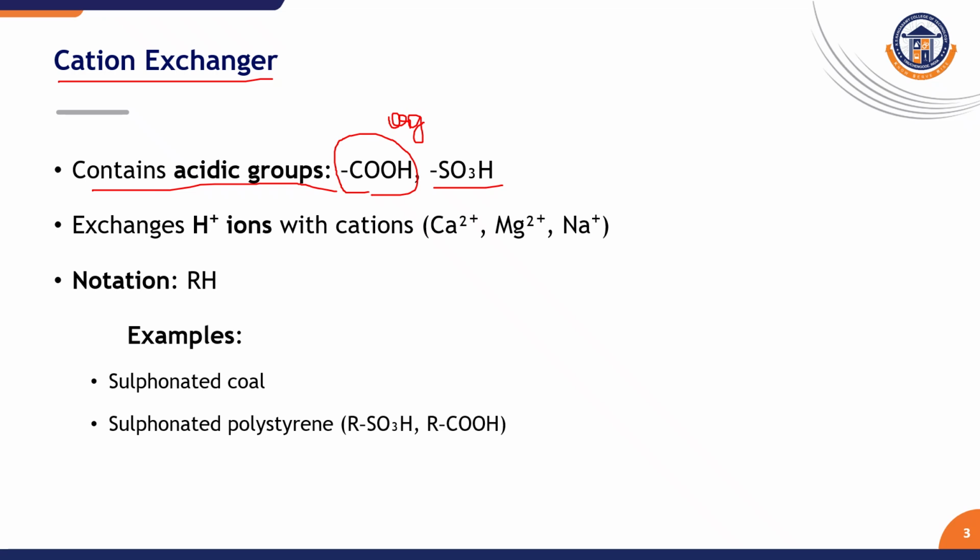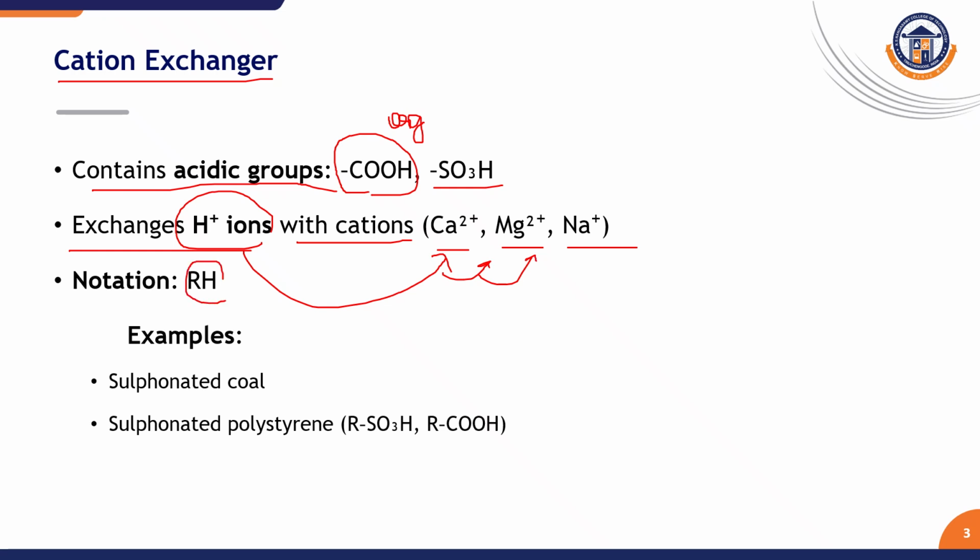Why we are using this acidic group: it exchanges H+ ions with the cations. We know that the water contains calcium, magnesium and sodium. Our aim is to remove calcium, magnesium and sodium, the hardness causing ions. So here the H+ ions will replace Ca2+, Mg2+ and Na+. Generally we can represent this acidic group with that metal ion as RH.